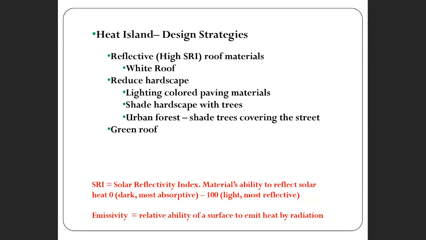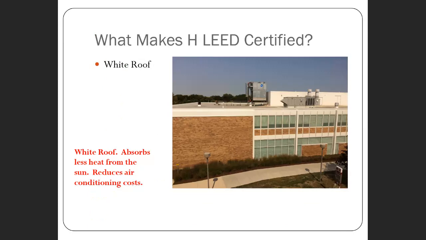So again, what does a white roof look like? Well, in our case, you can look out the windows of the studio and look across to the building next door. You see that light colored roof, that white roof. White roof absorbs less heat from the sun. It reduces air conditioning costs for the building. It also helps mitigate the urban heat island effect.